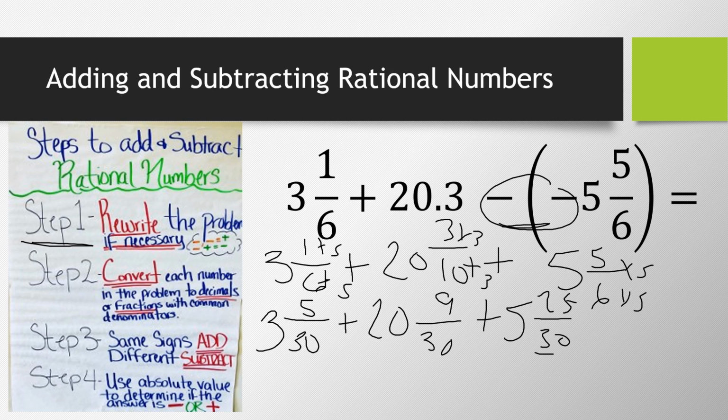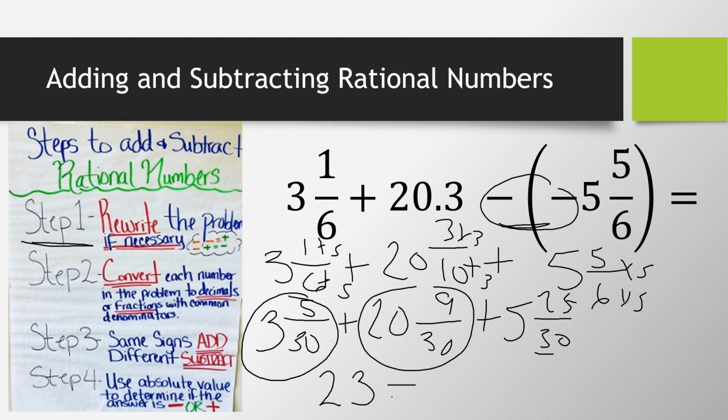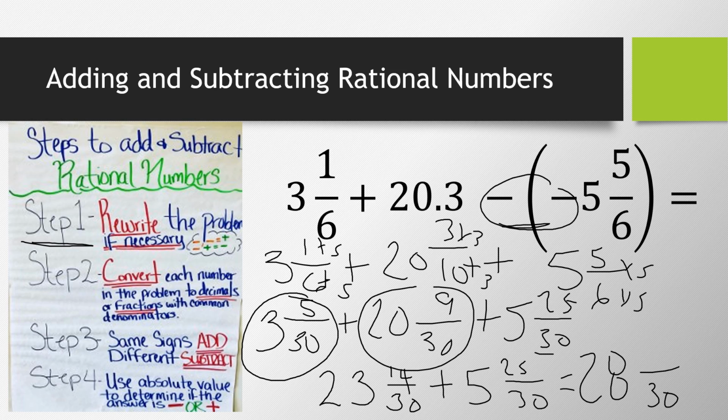Now, this is a full addition problem, so I'm just going to go ahead and add. So I have 3 and 5/30 plus 20 and 9/30. All right, so I add those together. I get 23. And 9 plus 5 gives me 14 over 30. All right, and then if I go ahead and add that last problem, 5 and 25/30, I get 23 plus 5 is going to give me 28. And then if I add 14 plus 25, that's going to give me 39.